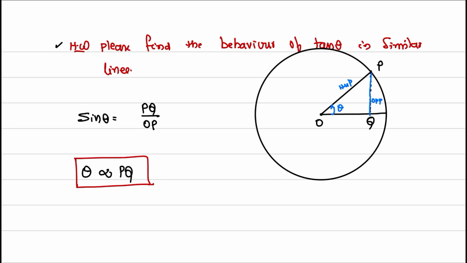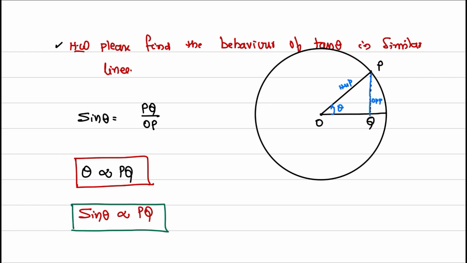From the definition, PQ is related to sin theta. Sin theta is directly proportional to PQ, because the hypotenuse we kept constant in the circle, that is the radius of the circle. Theta increases, opposite side increases. Theta decreases, opposite side decreases.